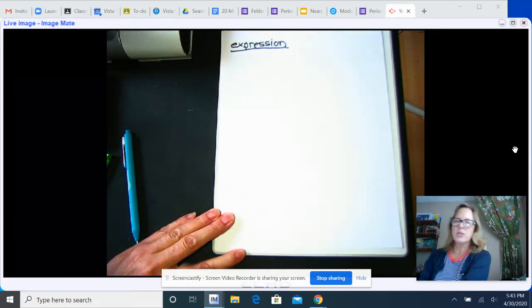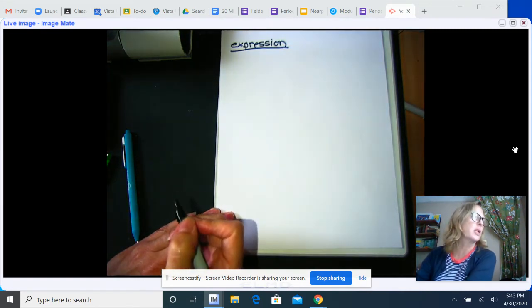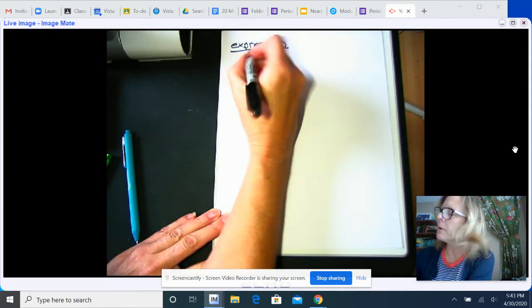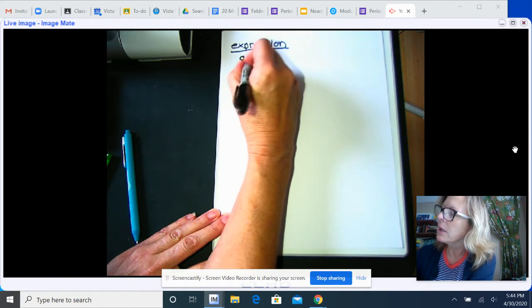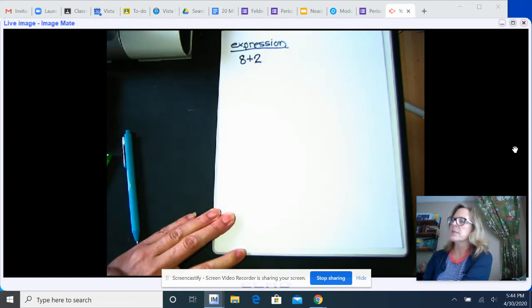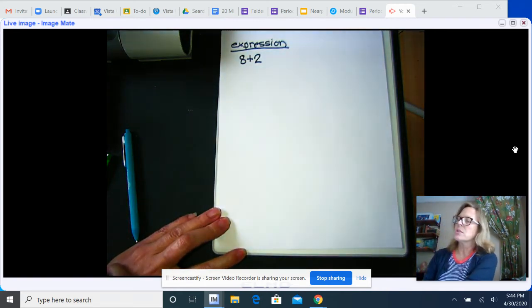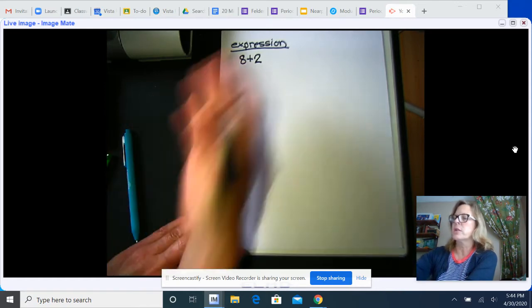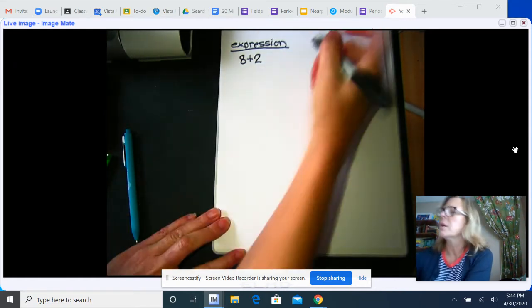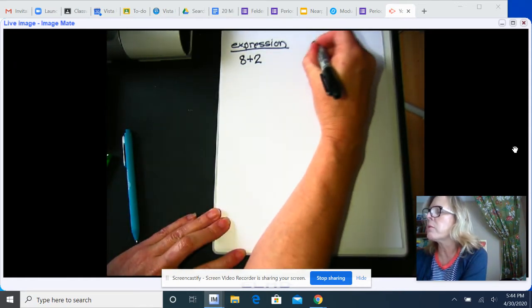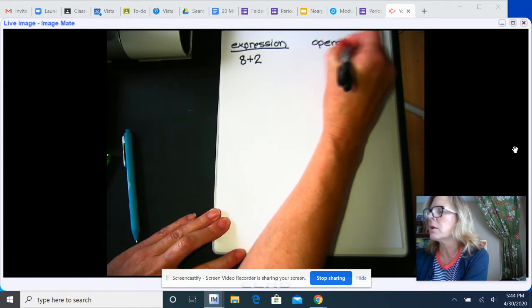This is not like a facial expression, this is a math expression. So I will give you an example of an expression. There it is. And what it is is just a combination of numbers and symbols and operations that turn into something that looks like this. Okay, and I just mentioned another word, operation.